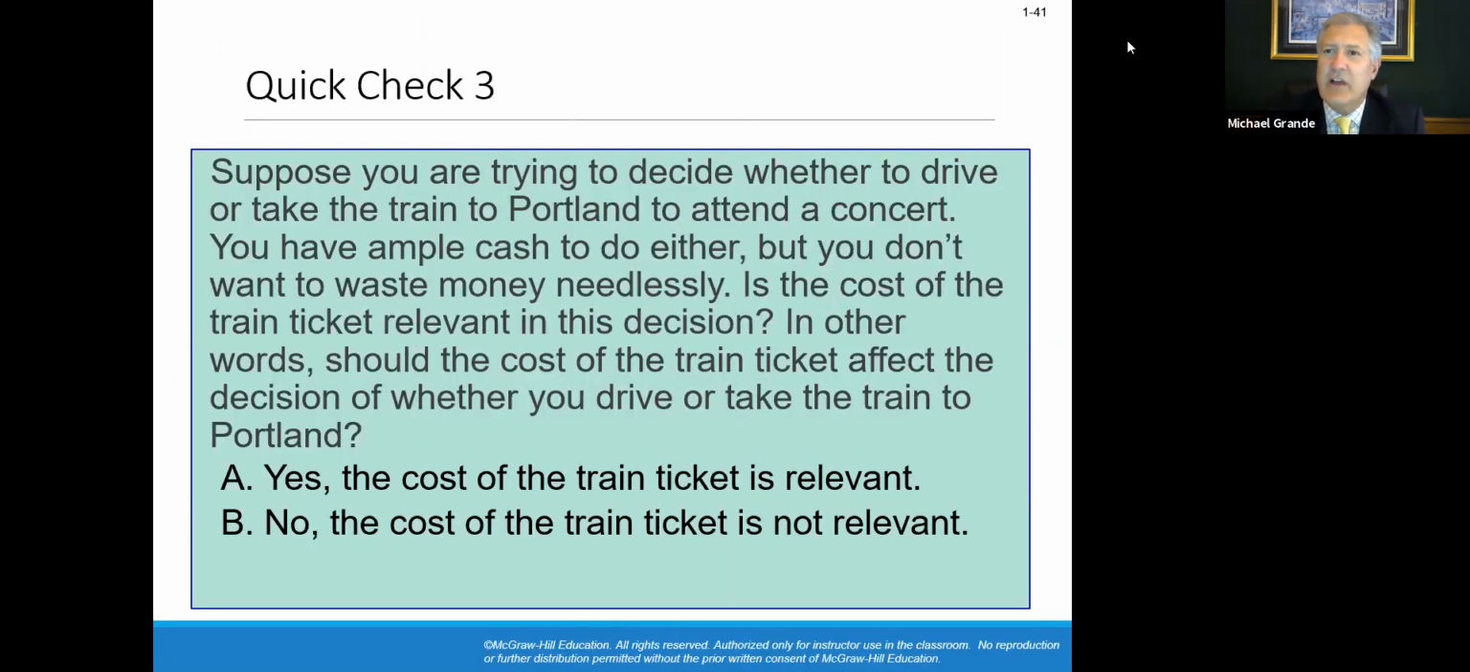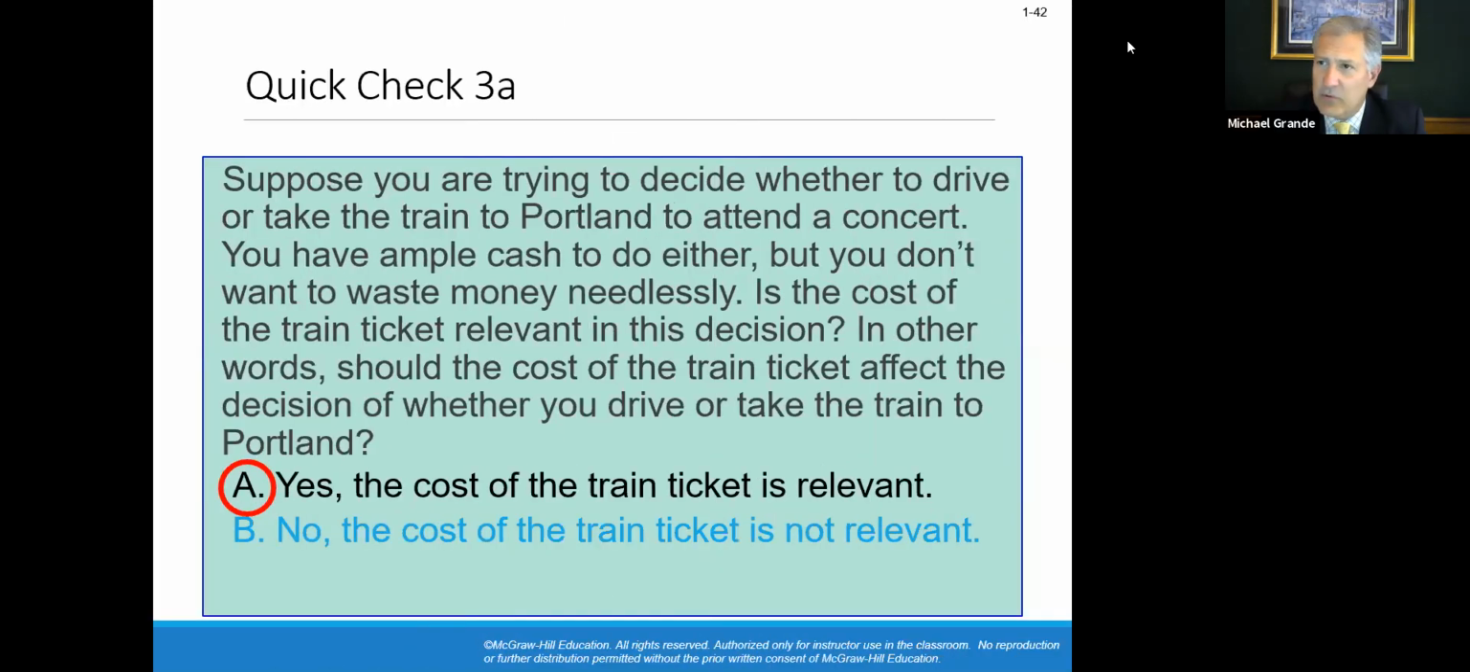Suppose you're trying to decide whether to drive or take the train to Portland to attend a concert. You have ample cash to do either, but don't want to waste money needlessly. Is the cost of the train ticket relevant in this decision? In other words, should the cost of the train ticket affect the decision of whether you drive or take the train to Portland? Is the cost of the train ticket relevant? Absolutely. It's a relevant cost in your decision process.